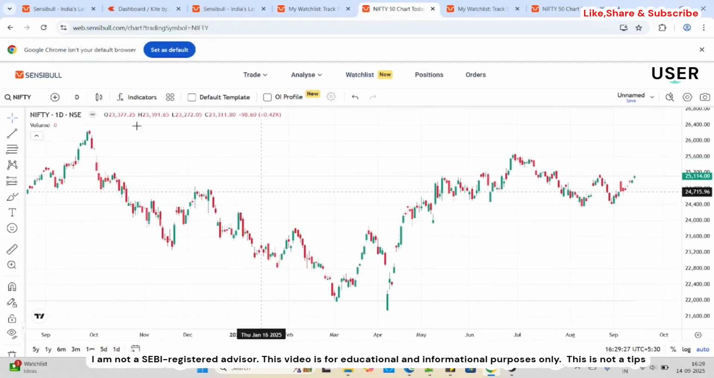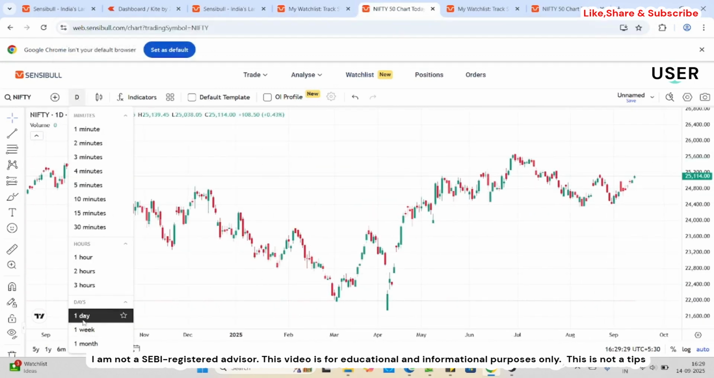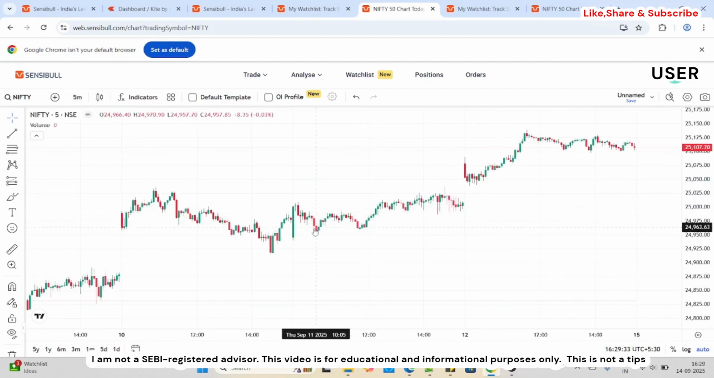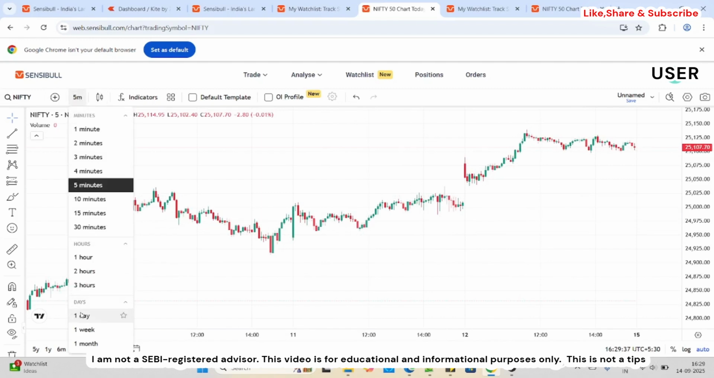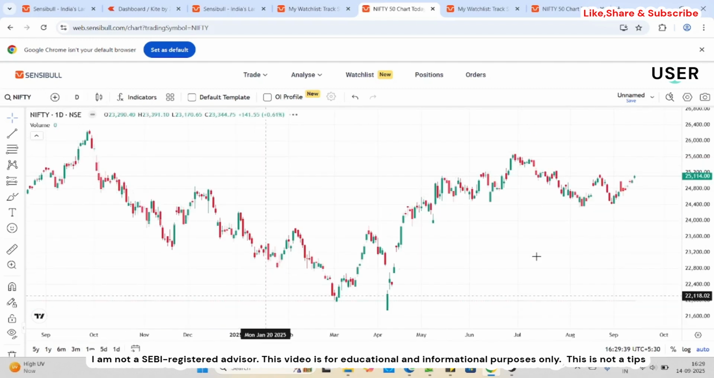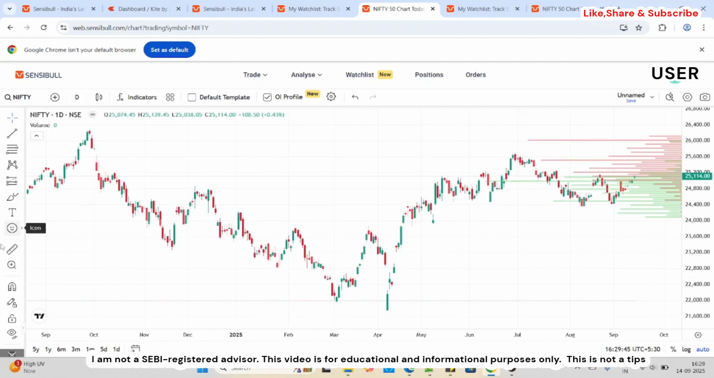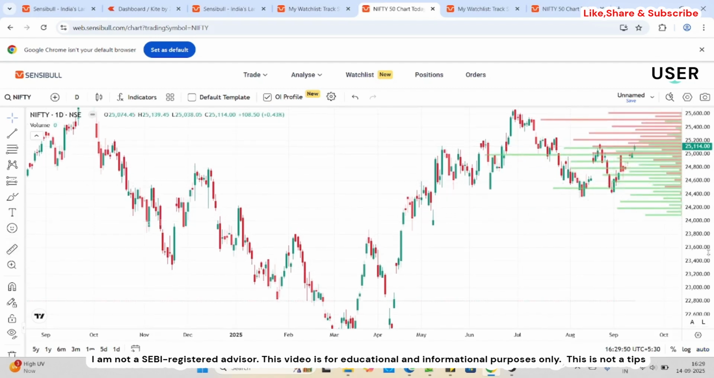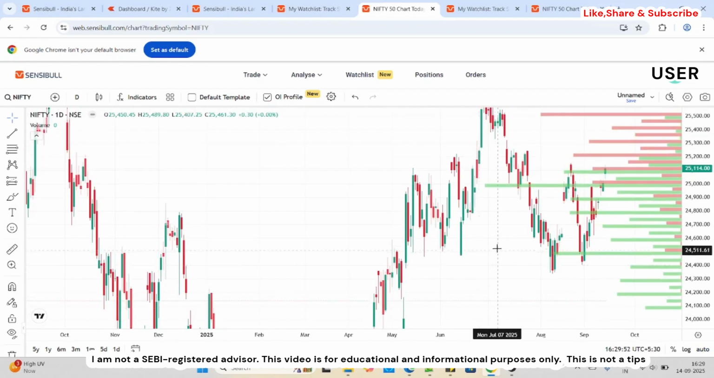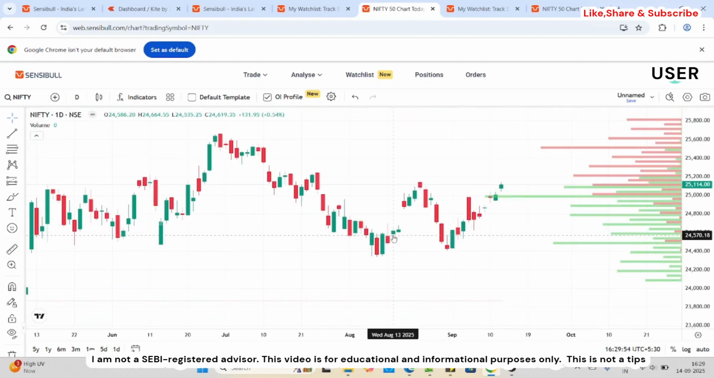Now you can see I'm in a daily time frame. You can switch based on your requirement. While trading, if you want a 5 minute time frame, you can switch to that as well. I will just go back to the 1 minute time frame. There is an option called OI profile here. I'll click on this option. Then you can see a lot of open interest profiles have been generated automatically.